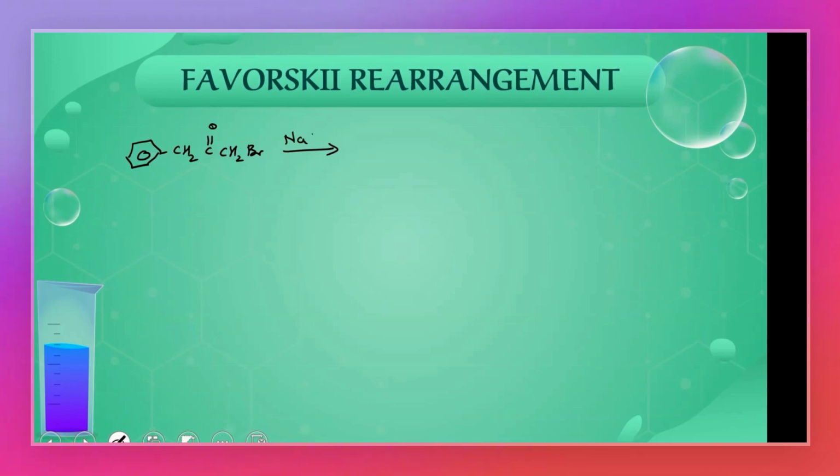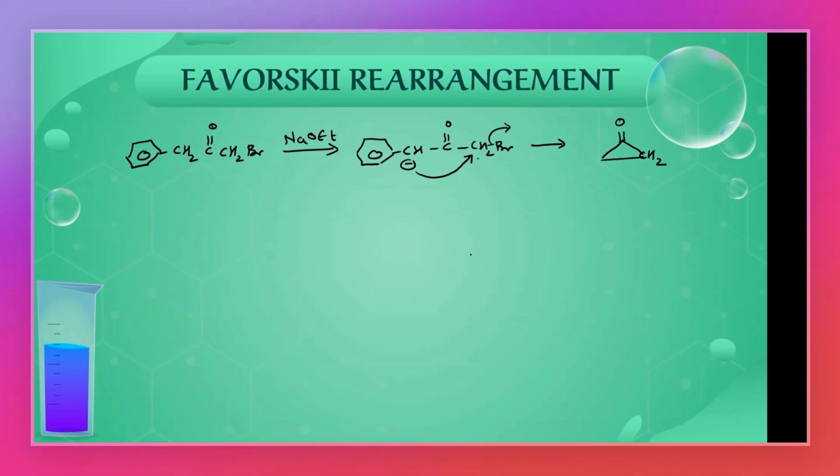In presence of base, same as the previous mechanism, I'll be having abstraction of a proton, giving rise to a carbanion. Then the second step is intramolecular nucleophilic attack, giving rise to the cyclopropanone intermediate. On one side I have CH2, but on the other side I have CH and phenyl. So I have a different moiety here.